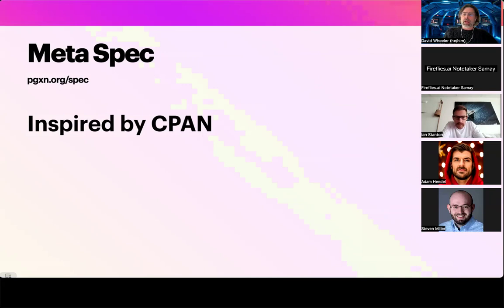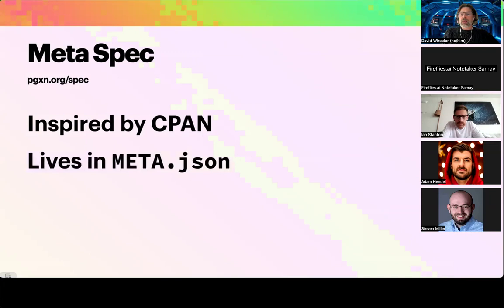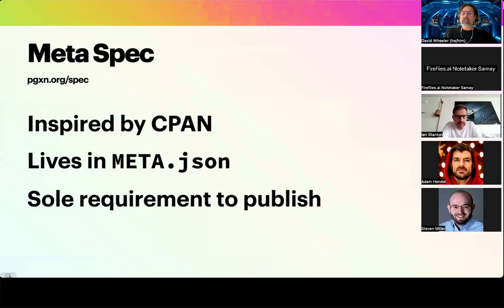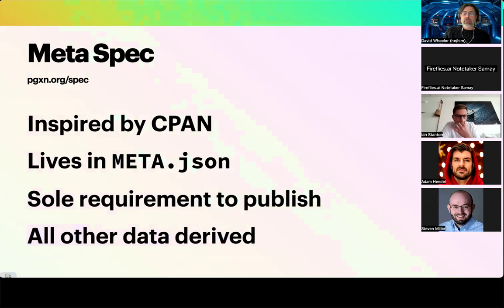So, the meta spec. The PGXN meta spec was inspired by CPAN, which is where I had most of my history and working up until this time in the Perl community. All the data lives in the meta.json file that gets put into archives that are uploaded to PGXN. And this is the sole requirement to publish on PGXN. There are some non-extension-y things that are actually published on PGXN that have a meta.json file so that they can live there. All the other data that it uses in its APIs and whatnot is derived from the system.